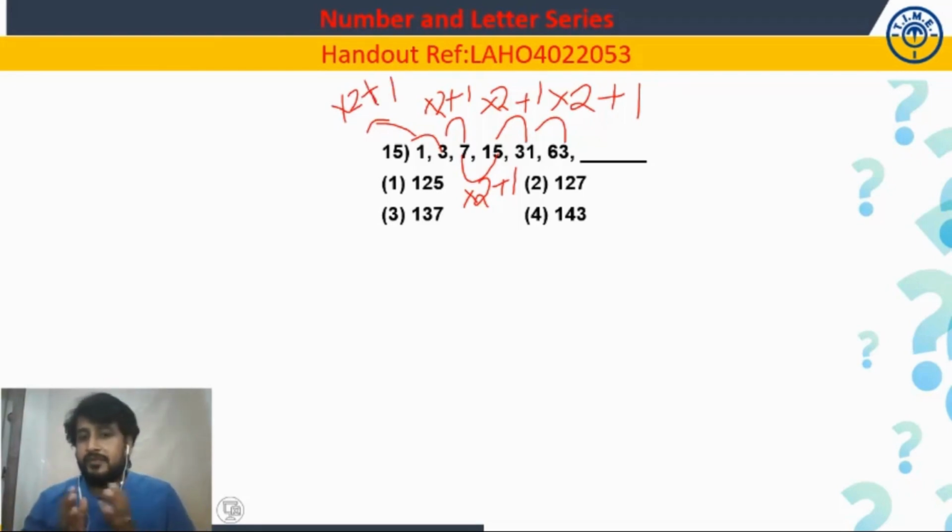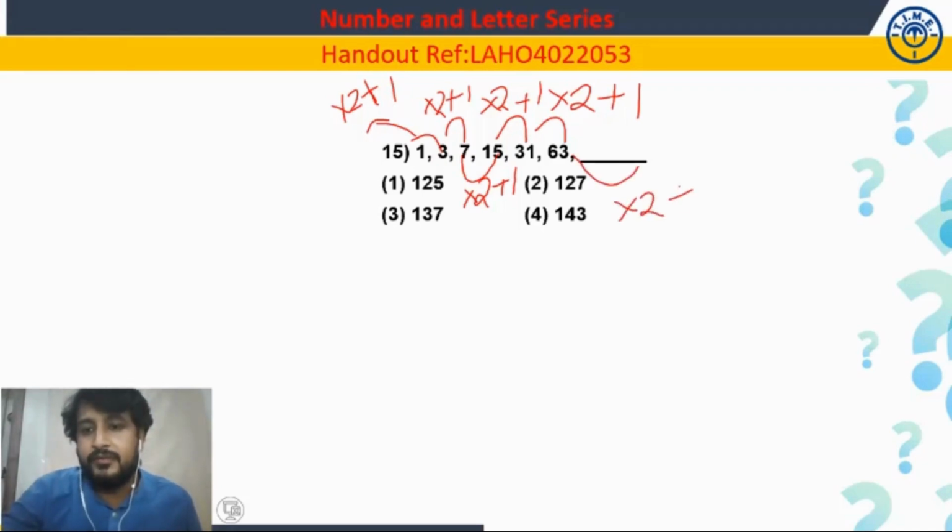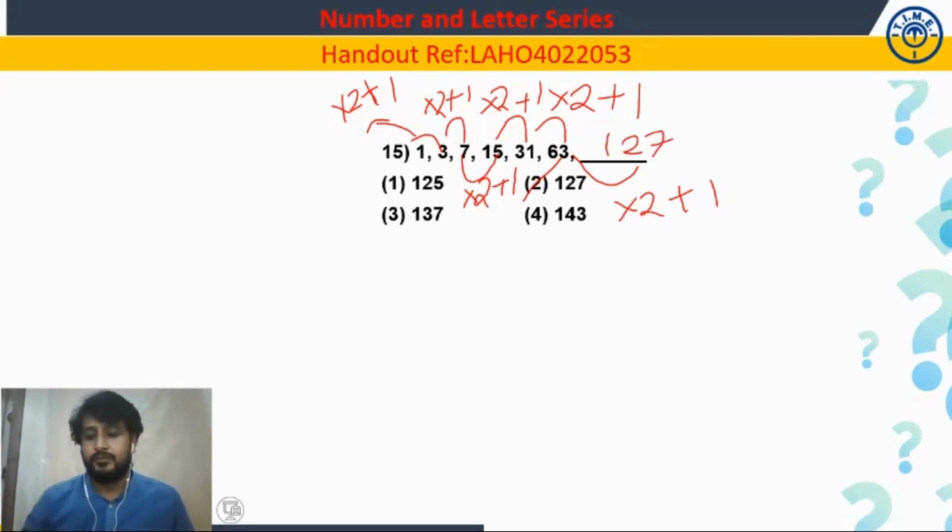So 1 into 2 plus 1 is 3, 3 into 2 plus 1 is 7, 7 into 2 plus 1 is 15, 15 into 2 plus 1 is 31, 31 into 2 plus 1 is 63. So what will be the next number? 63 into 2 is 126, plus 1, 127. So what is our required answer? 127, and it is in choice 2.